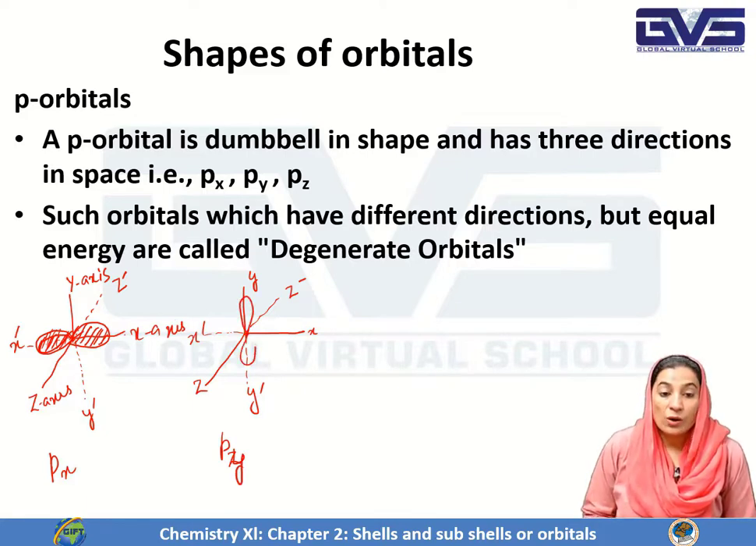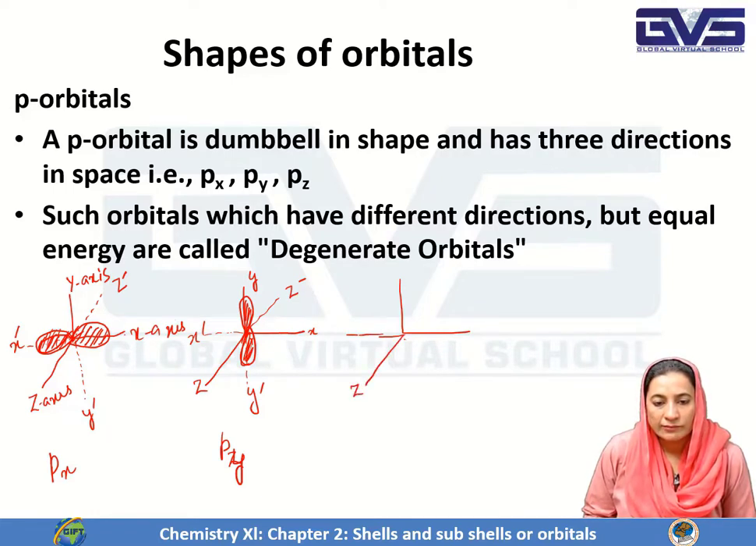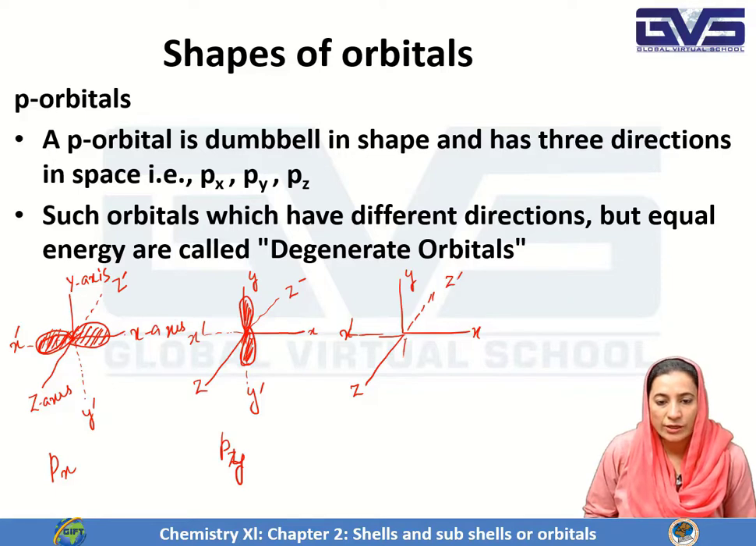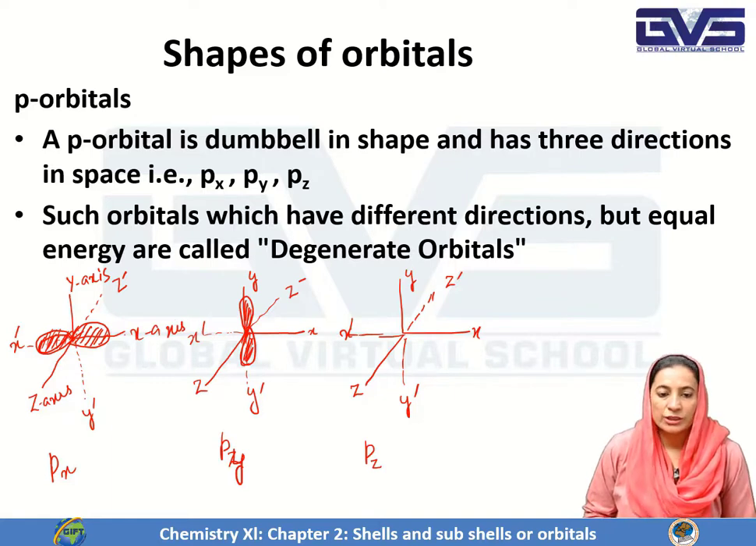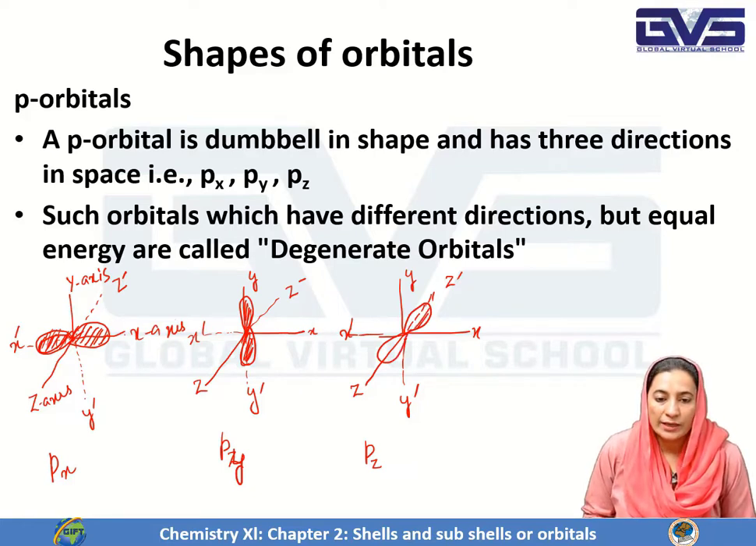For py, this will be on the y-axis, like this, a dumbbell on the y-axis. Similarly for pz, this is y, this is x, and opposite of this is x dash, and opposite of this is z dash, and of this is y dash. For pz, of course, this dumbbell will be on the z-axis, like this one.